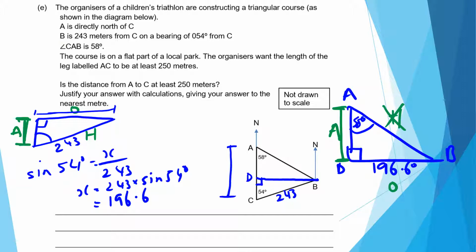So I'm actually going to leave you to do that yourself. And if you do it correctly, you should find out that AC is about 266 meters to the nearest meter. And so therefore, yes, it is greater than 250 meters. So you can finish off the trigonometry. But there we go.